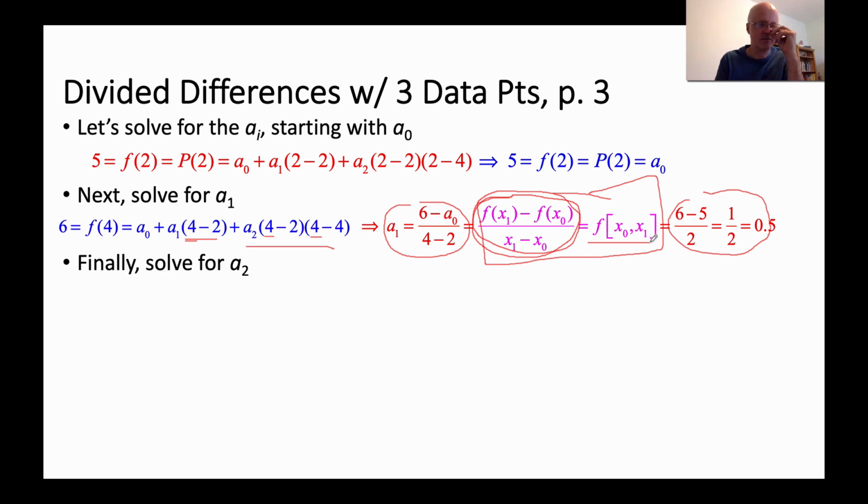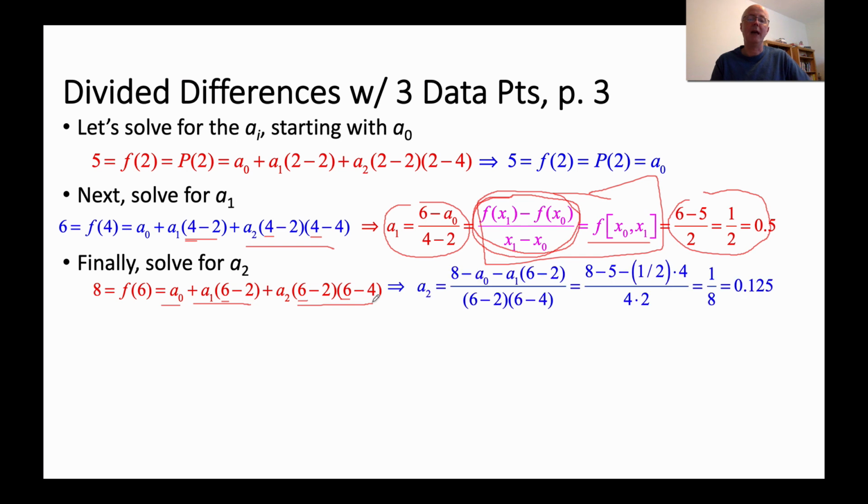Finally, solve for a2. Plug in x equals 6, the last node. Plug in 6 for x here, here, and here. Solve for a2. You already know a0 and a1. We can solve for a2 by subtracting this from both sides, subtracting this from both sides, and then dividing both sides by this. And the answer is 1/8, 0.125.